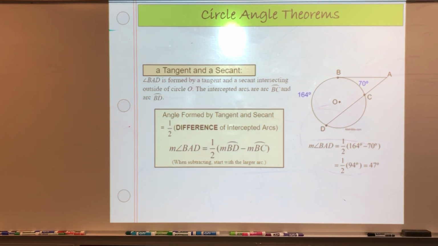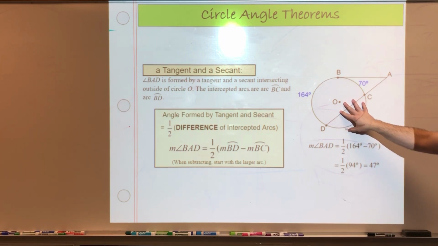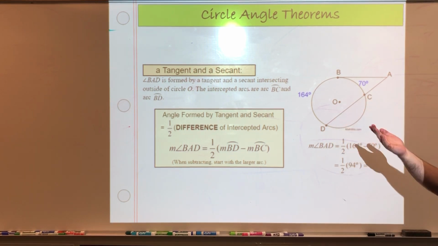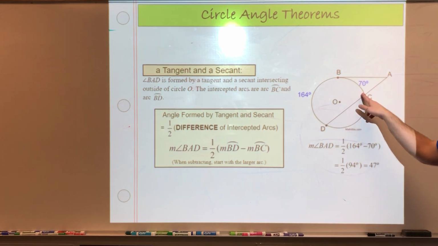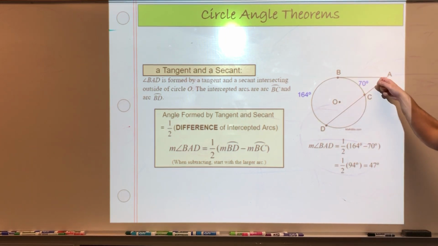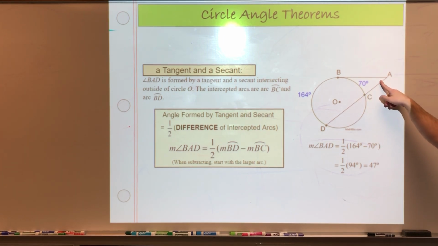Last one would be a tangent and a secant. Tangent, point of tangency is B. Secant is line AD and chord CD, but that's not relevant right now. Same exact principle yet again. Okay, so we're seeing the same thing over and over again. Major arc minus the smaller arc or the minor arc divided by 2 will give you the measure of angle A. So 164 minus 70 is 94. Divide that by 2. The measure of angle A is 47 degrees.